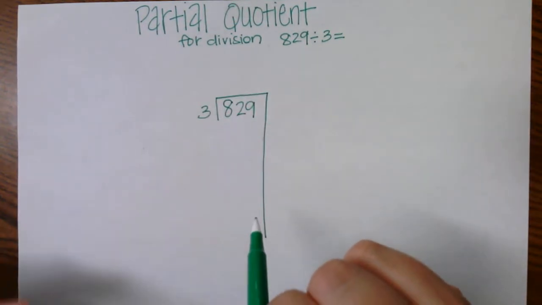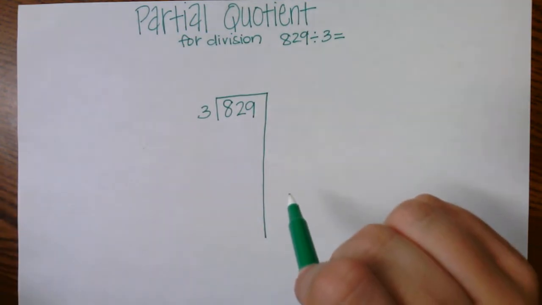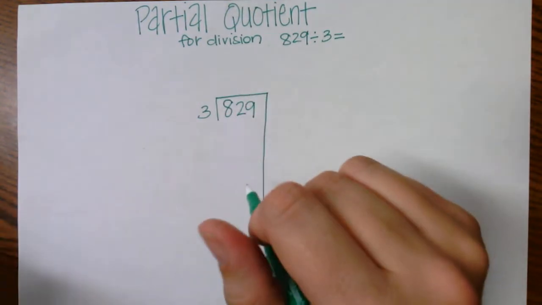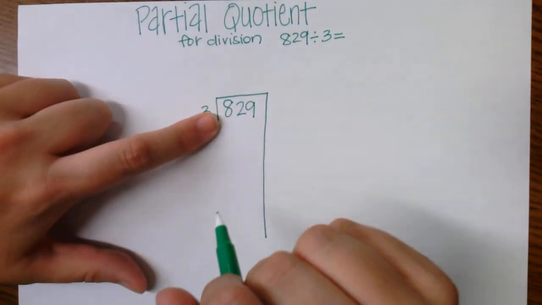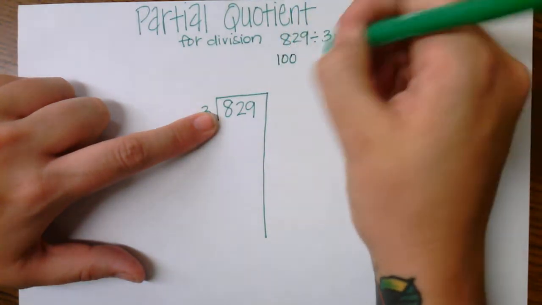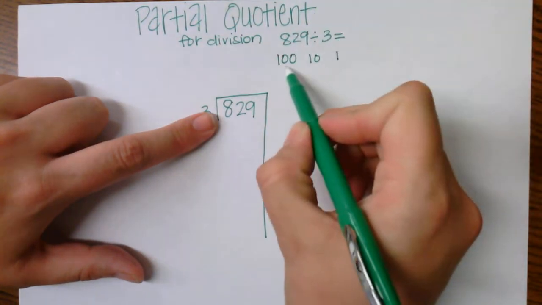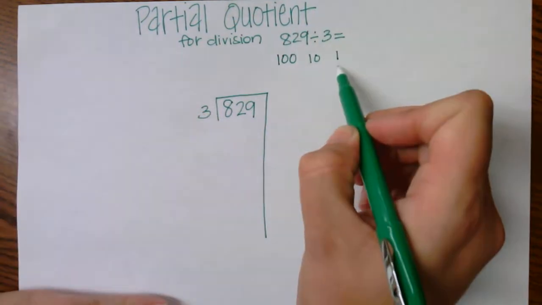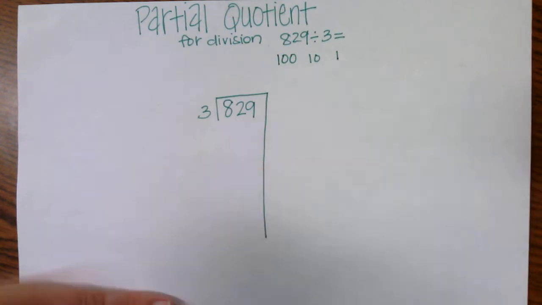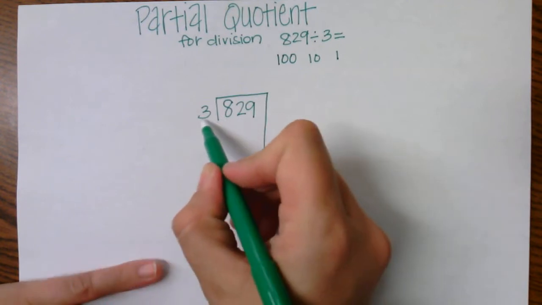For partial quotient, it's going to be very similar to area model or partial product in that you want to think of easy benchmark numbers, hundreds, tens, ones, sometimes thousands. Since this number only goes into the hundreds, I'm going to start with my easy benchmark number of 100, then go to tens, then ones. This is just up here to remind me of what place value I want to be starting at and working down towards.